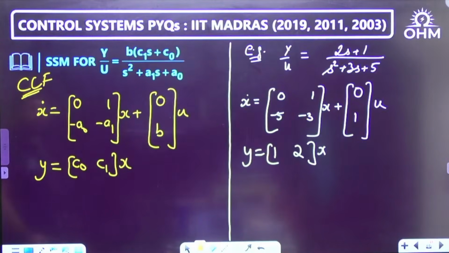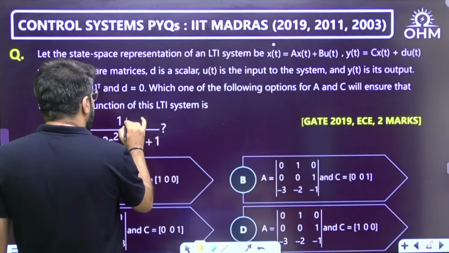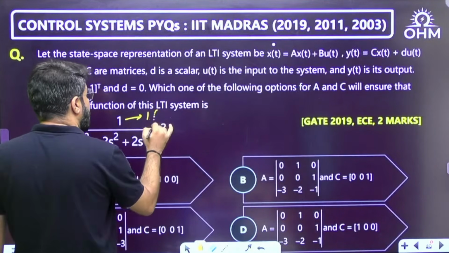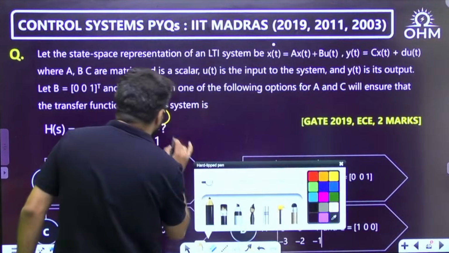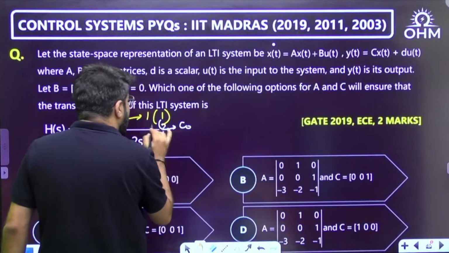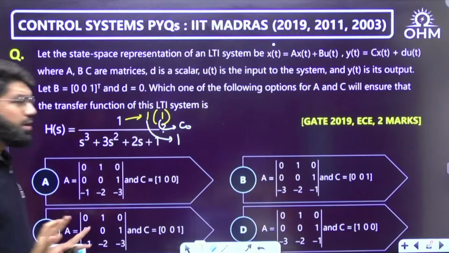So see here, there is a question directly out of this, GATE 2019 EC, 2 marks. Okay, what can be the A and C matrix corresponding to this transfer function? Okay, see, what is the numerator you can write? Numerator is simply 1. So you can write it as 1 into 1. Okay, 1 into 1 means the numerator constant part C naught and common part is also 1. So there is no C1, C2. Okay, there is no C1, C2.